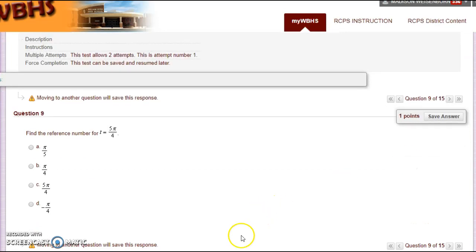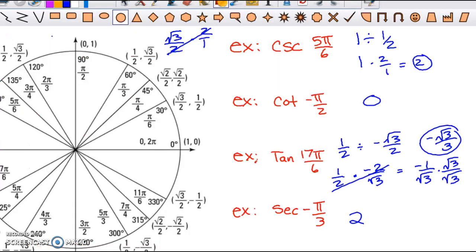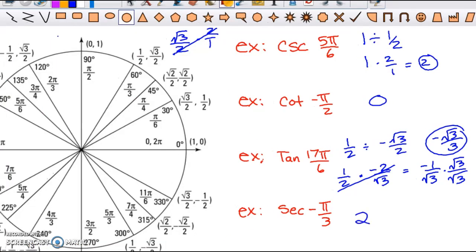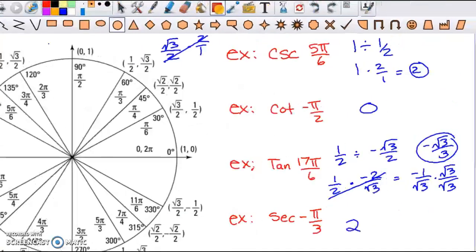Reference number is the shortest distance from the x-axis. Now, reference number, reference angle, it's all the same thing. So if I'm on the unit circle, if I'm at 2 pi over 3, how far is that from the x-axis? That's pi over 3 distance. If I'm at negative pi over 3, well, technically that's at 5 pi over 3, but the distance is still the same. So really you can just kind of ignore the number and focus on the denominator.